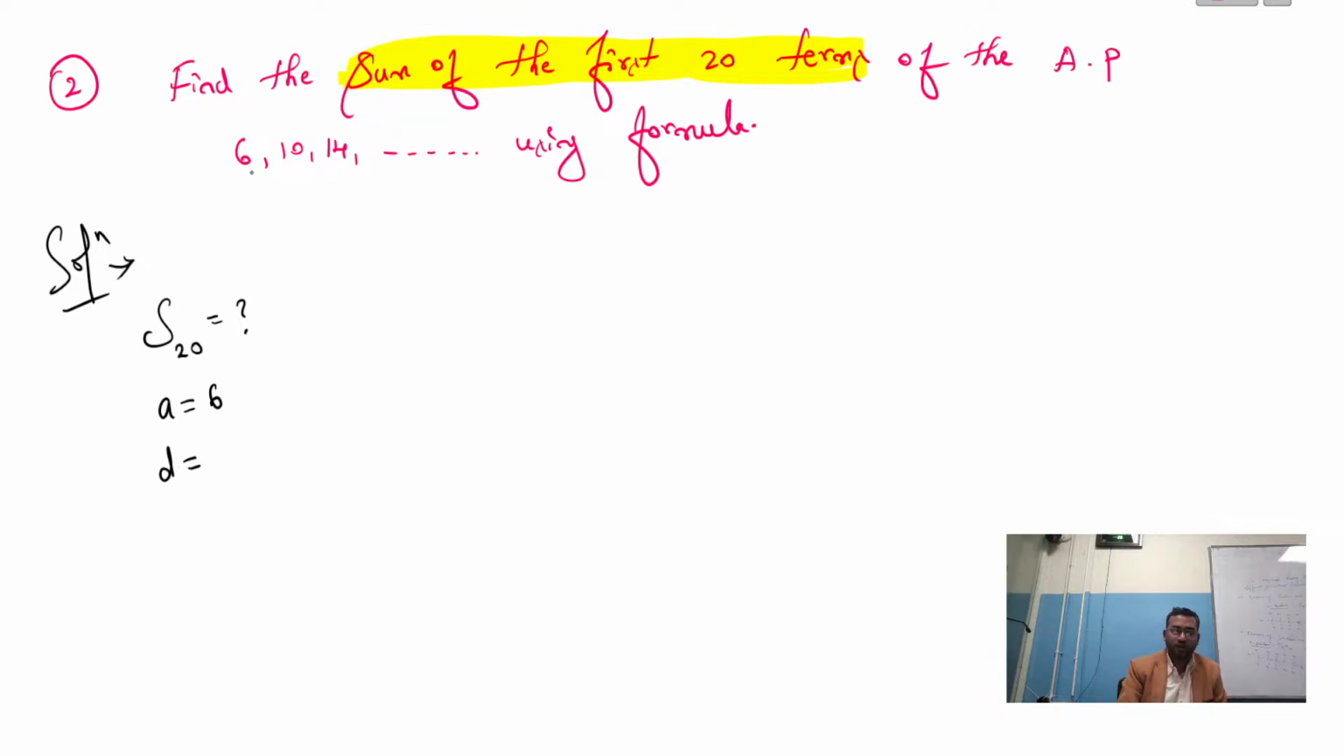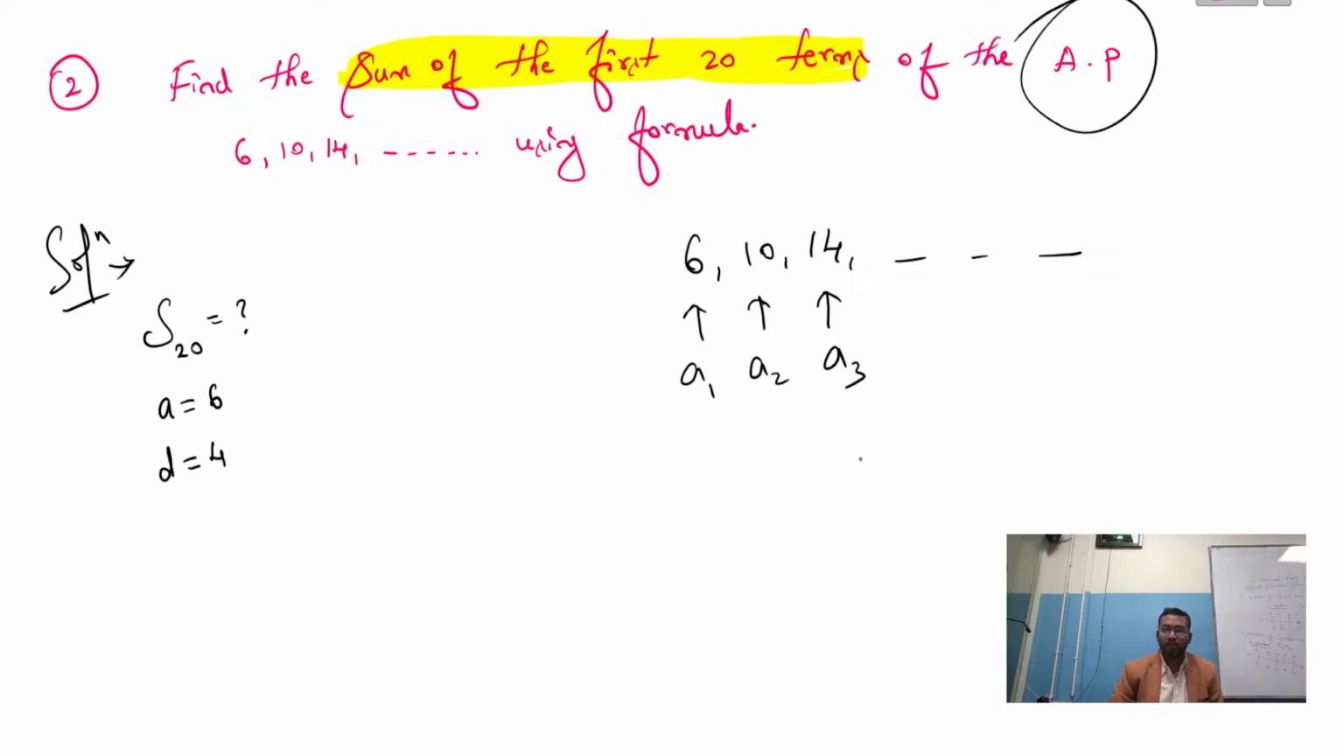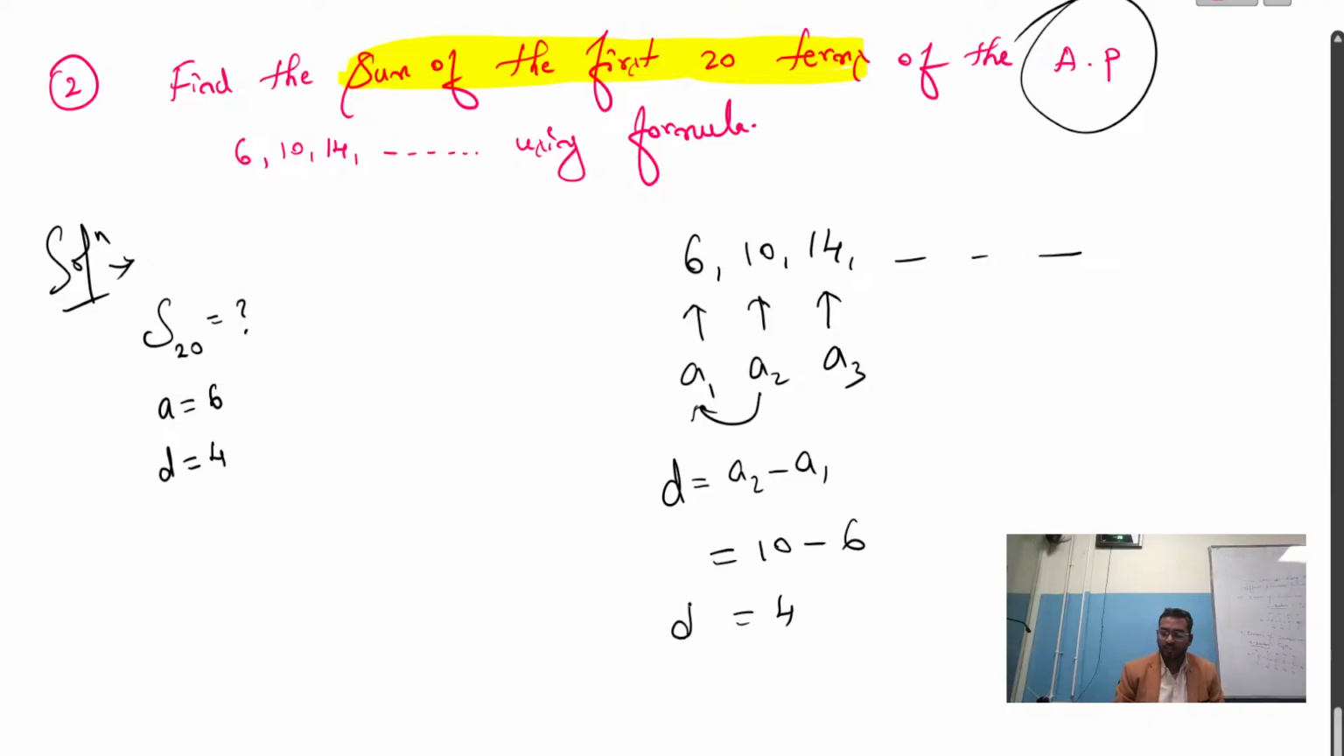I said, what is the common difference? A2 minus A1. 10 minus 6 is 4, right? 6, 10, 14 and so on. This is our first term, this is our second term, this is our third term. It is already said to be in AP, so no need to check whether it is in AP or not. Directly, to find the common difference, A2 minus A1: A2 is 10 minus A1 is 6, 10 minus 6 is 4.